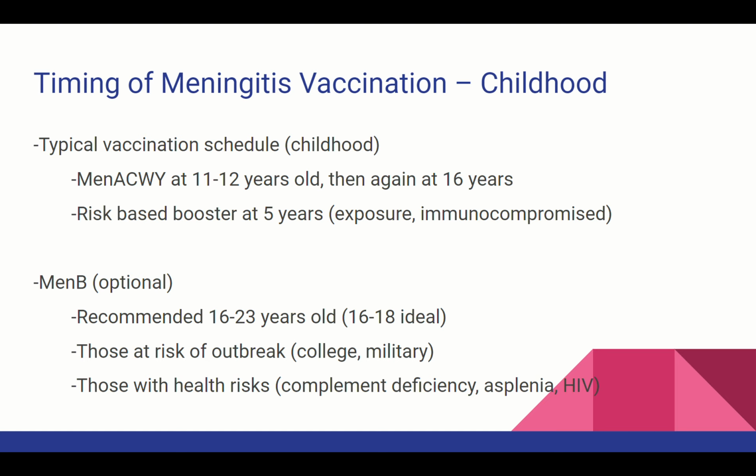Those at risk of outbreak include essentially anyone who lives in a group setting with lots of other people. This might be within a college dormitory, a military setting, incarceration, homeless shelters, etc. There's also those with higher health risks, people who might have complement deficiency, functional or true asplenia, as in people who have sickle cell disease, and HIV infection.